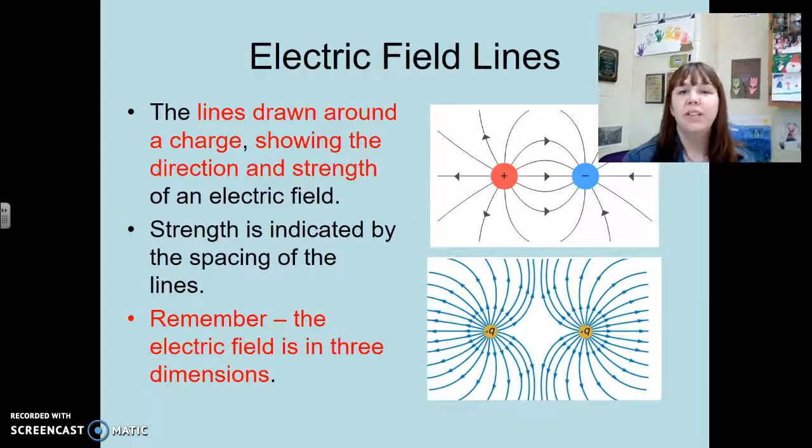Okay, so the lines that are drawn around the charge that we draw will show the direction and the strength of the force. The one on the top over here between the positive and negative, the field lines are widely spaced, so it's not a very strong force between the two. However, the picture on the bottom with your two positive charges is very strong. You have two very strong charges that are pushing, that are repelling each other, very strong. And again, remember that this electric field happens in 3 dimensions. It's not just 2 dimensions on paper. It's coming out at you and back into the paper.